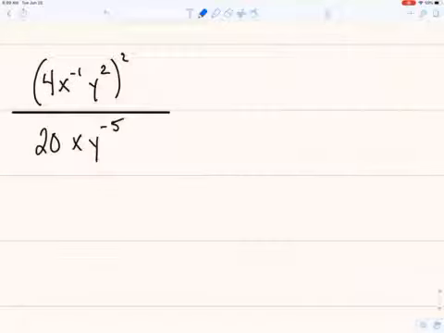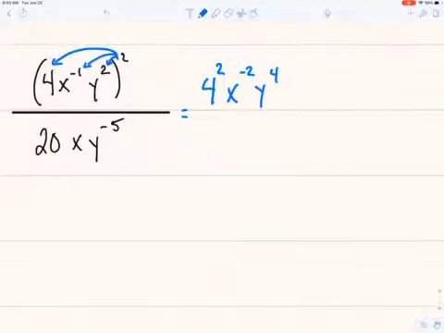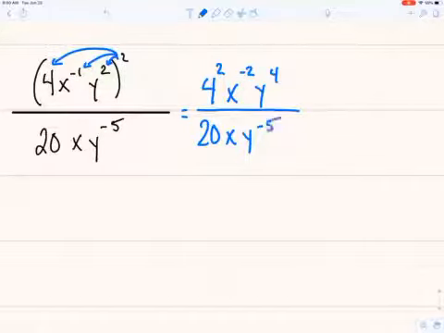Here comes the next piece. Similar in style. Once again, you're going to see me not even hesitate. You're going to see that this is going to be a theme of mine. If I see a power on the outside, I immediately apply it to the things on the inside. So I'm going to get 4 squared, x to the negative 2, y to the 4th. You can probably follow what's going on there. I'm multiplying the exponents. I have 20x, y to the negative 5th.